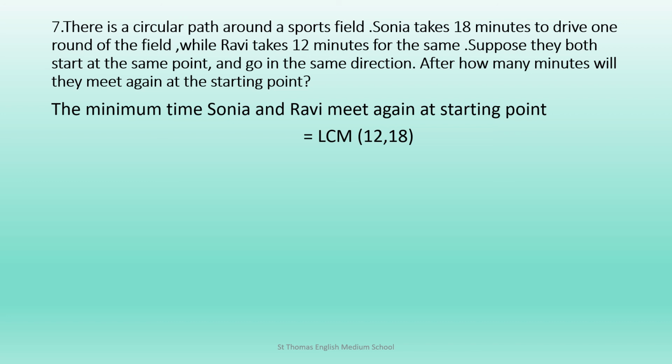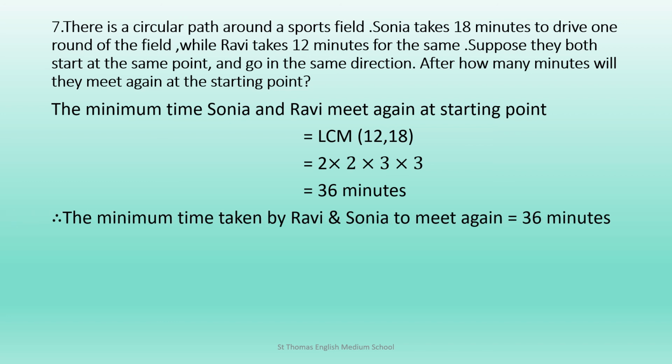You can use the prime factorization method to get the prime factors and find the LCM. Then you will have the prime factors as 2 multiply by 2 multiply by 3 multiply by 3. That is the LCM. The product is 36 minutes. Therefore, the minimum time taken by Sonia and Ravi to meet again at the starting point is 36 minutes.